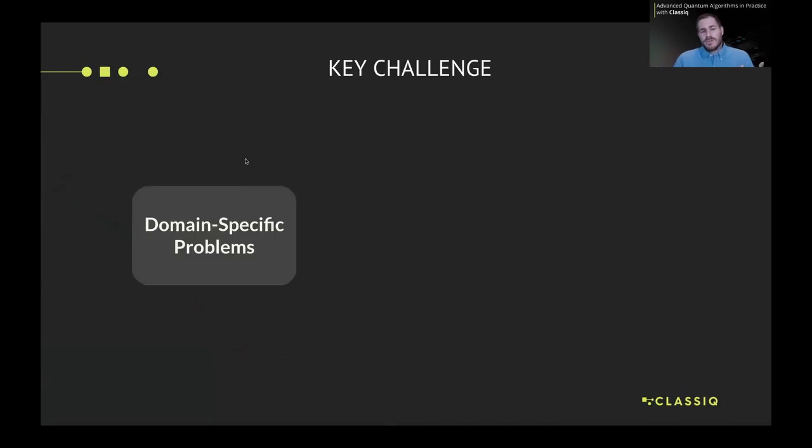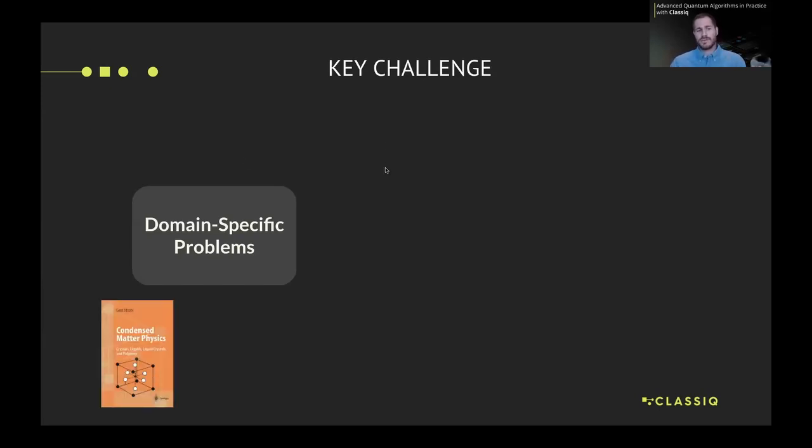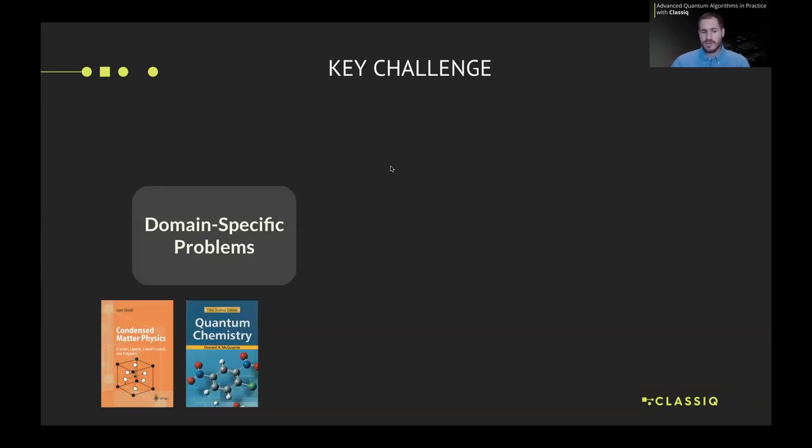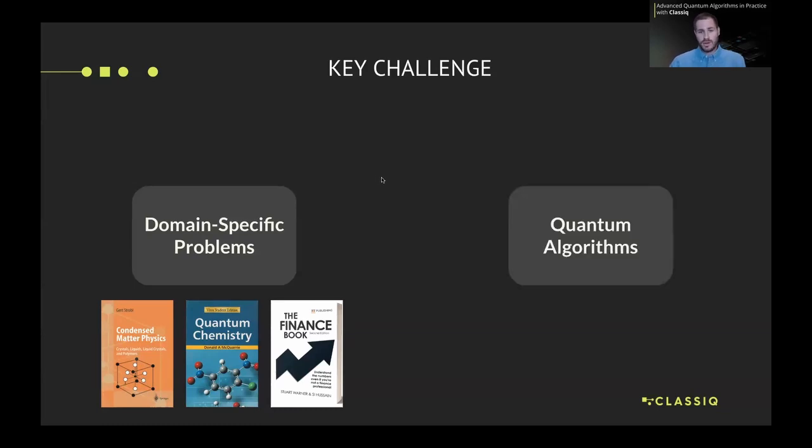So in terms of what challenge we are addressing, on the one hand, we have domain-specific problems, right? So we have problems in condensed matter physics, in quantum chemistry, in finance, and many other areas that quantum computers and quantum algorithms can be applicable for. On the other hand, we have quantum algorithms, specifically quantum algorithms with some exponential or super-polynomial advantage. Grover doesn't give exponential, but we have Shor, and we have QSVT, and we have HHL, and we have phase estimation more generally.